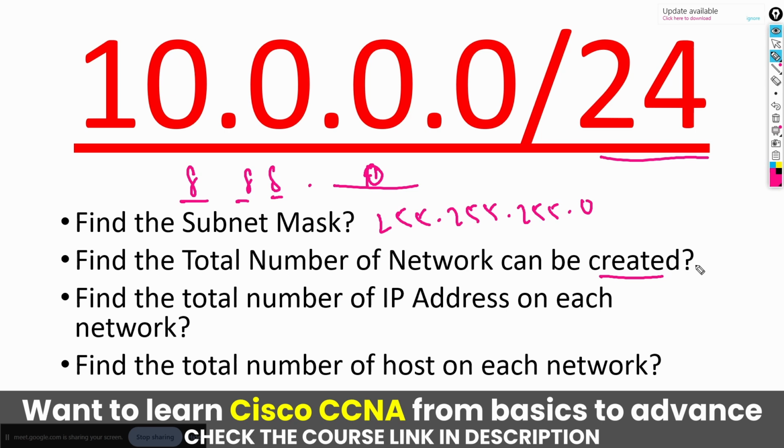Now next, find the total number of networks that can be created. How many networks can you create? Just calculate and tell me. 2 to the power 7. So 128.